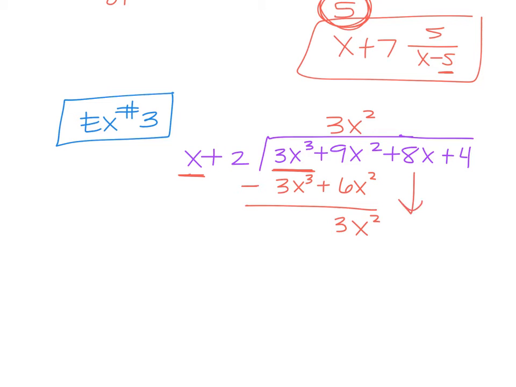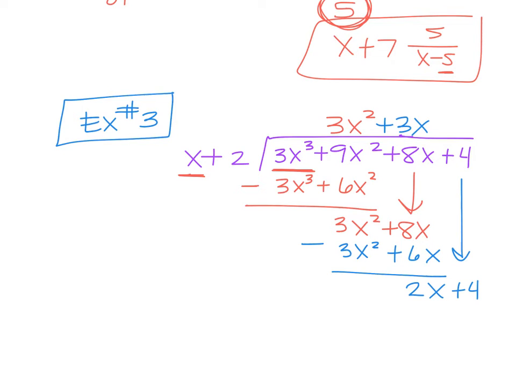Okay, we're going to bring down our 8x. Now you're asking yourself, x times what gets me 3x squared? So x times what? 3x. So we're going to put the 3x up top. And when you multiply that, you get 3x squared plus 6x. We're subtracting that. So 3x squared minus 3x squared is 0. 8x minus 6x is 2x. Move your 4 down.